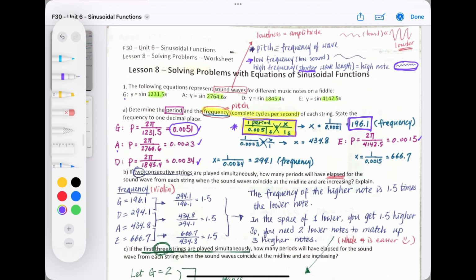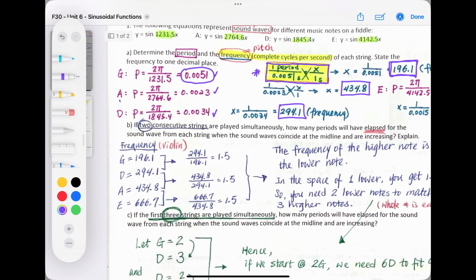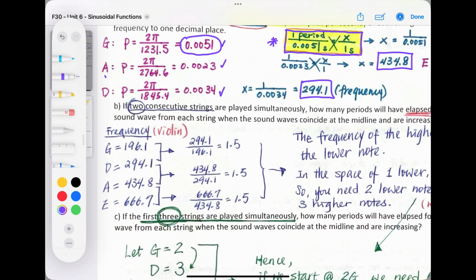So each note has its own frequency. You can see here the frequency for each music note. Now part B asks: if 2 consecutive strings, side by side, play together at the same time, how many periods will have elapsed for the sound wave from each string when the sound waves coincide at the midline and are increasing? Explain. Well, okay, talk about the music theory, right? I recognize the notes G, D, A, E, so, re, la, mi. For me, it's a violin, okay?